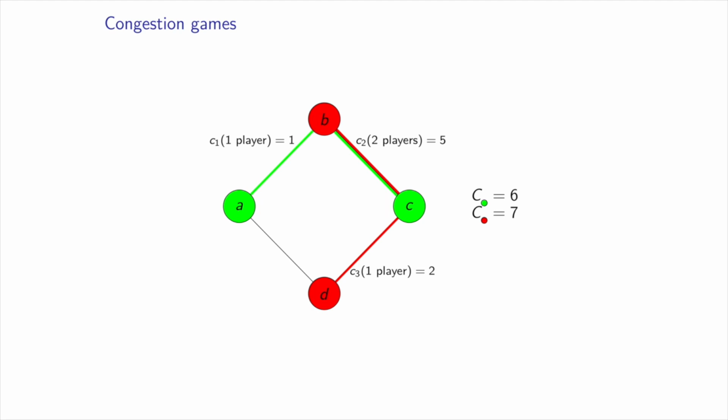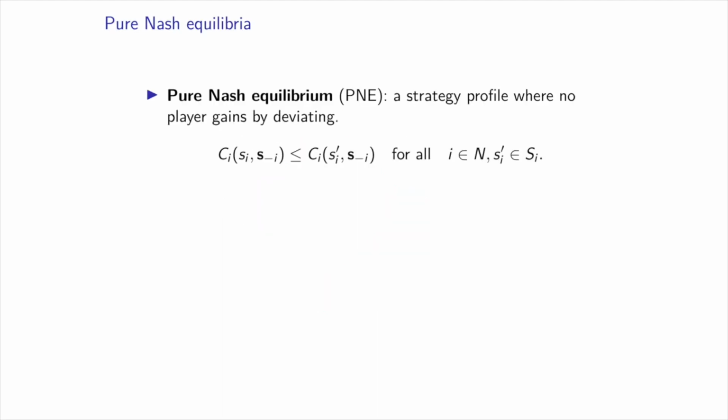This, of course, raises the question of whether we can find a strategy profile where no player will gain by deviating. This is the well-known notion of pure Nash equilibria. Nash equilibria kind of correspond to the stable outcomes of our game. Formally, at the Nash equilibria, the cost of player i, when playing strategy s_i, is less or equal than the cost of that player if you were to change to any other possible strategy. Here, we use the standard game theoretic notation of s_-i to denote the strategies of the players other than i.